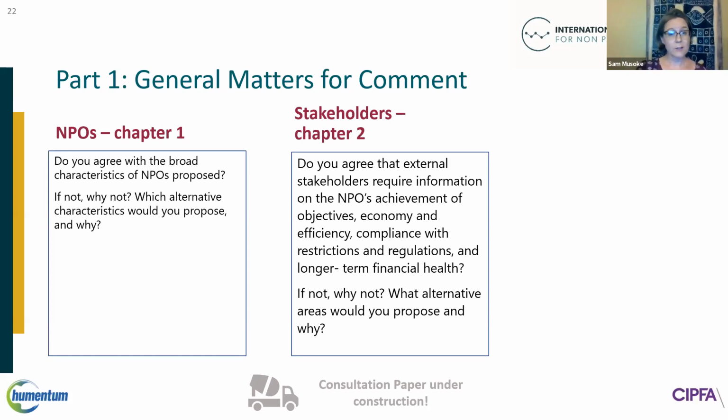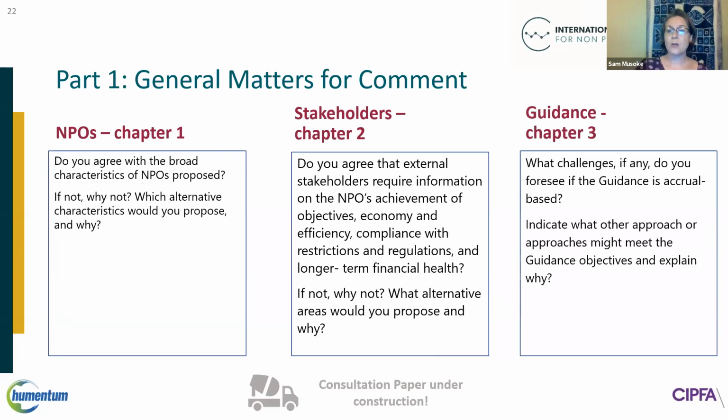You can see here, do you agree that the external stakeholders require information about 1, the NPO's achievement of objectives, 2, economy and efficiency, 3, compliance with restrictions and regulations, and 4, longer term health. So then the question is, do you agree? If not, why not? Which alternative areas would you propose and why? And there's more detail, obviously, within the chapter. So that's chapter 2, stakeholders and what they need.